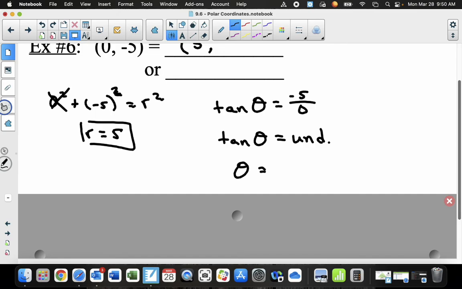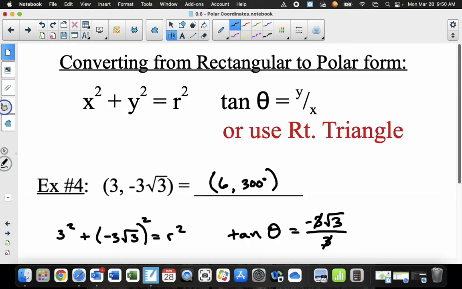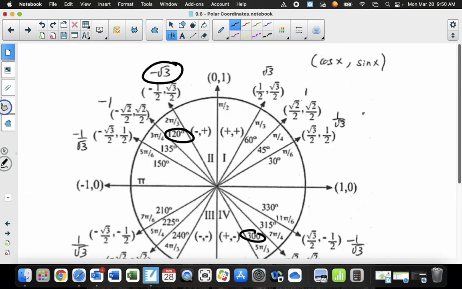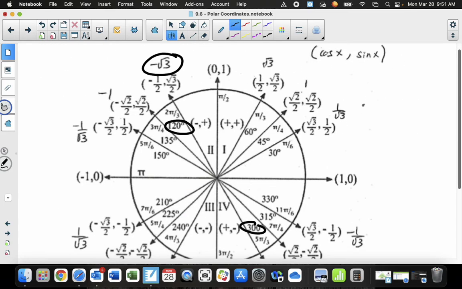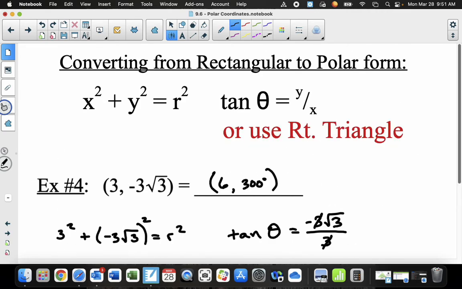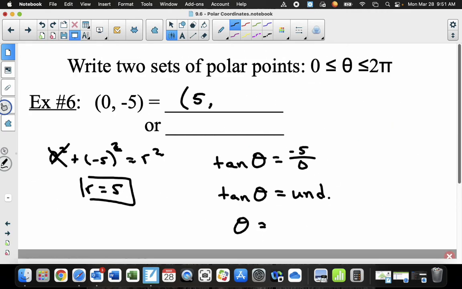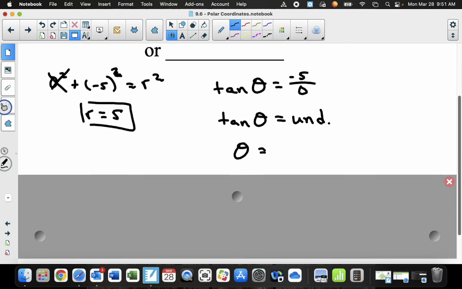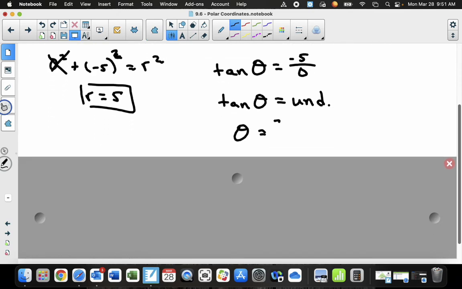So in this case, if you look at where the tangent is undefined, what are the two options? If I go back to my unit circle here a second. Pi over 2 or 3 pi over 2. Which one's the right answer in this problem? The 3 pi over 2. Because we're plotting the point 0, negative 5. We're going down 5. Okay? We're on the y-axis, but down on the bottom. Which means theta in this case is 3 pi over 2.